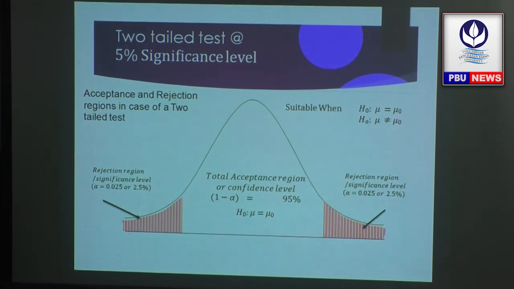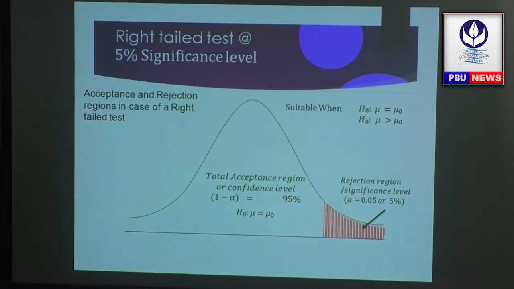Here in the normal distribution, in a two-tail test, the alpha value is divided by 2. That means 0.05 divided by 2: the left side alpha is 0.025 and the right side alpha is 0.025.